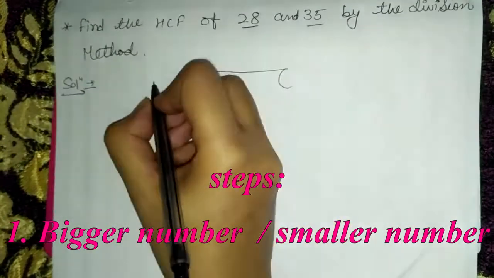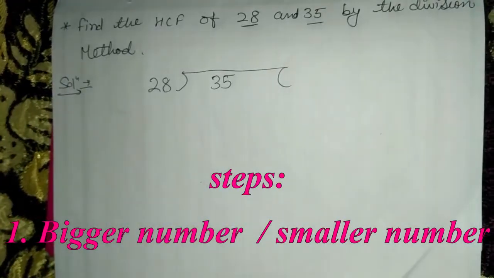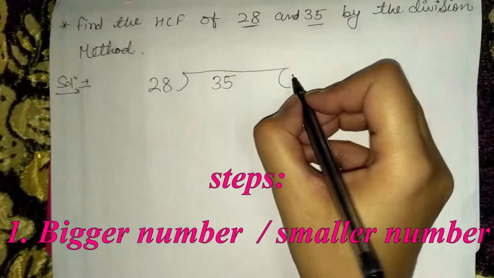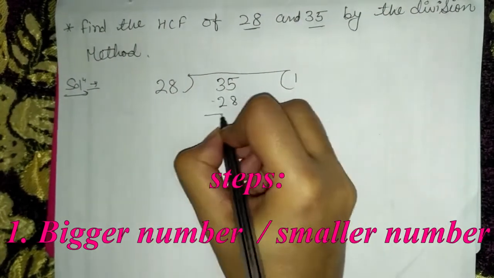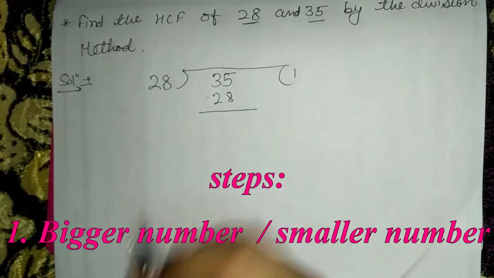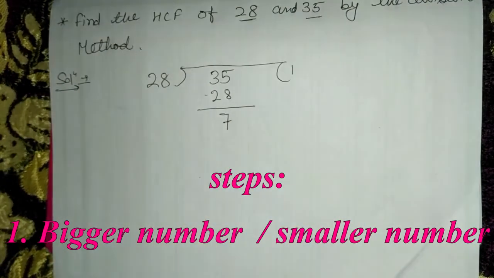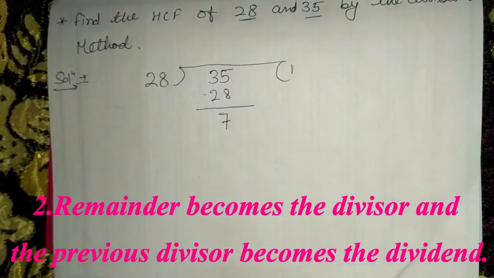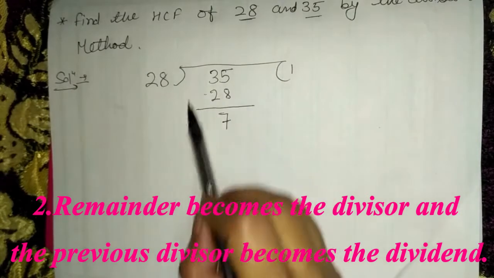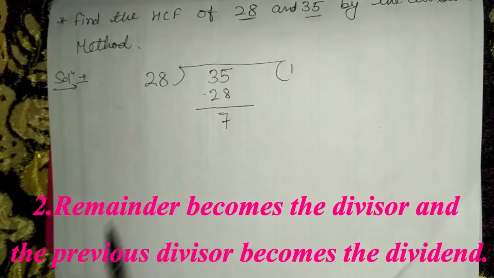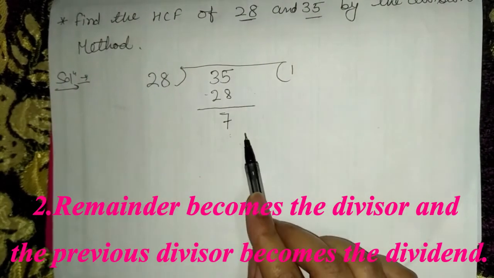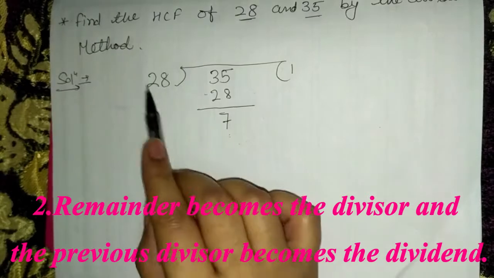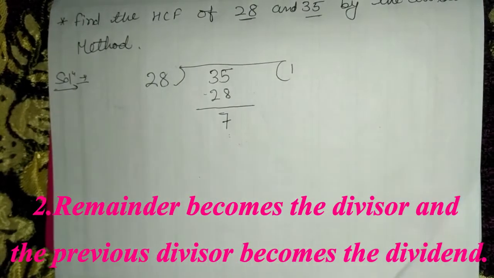35 by 28. Correct? 28 into 1 is 28. Now subtract. I got 7 as a remainder. Now, this is the first step. The second step is that the remainder becomes the divisor and the previous divisor becomes the dividend. I'll show you how.